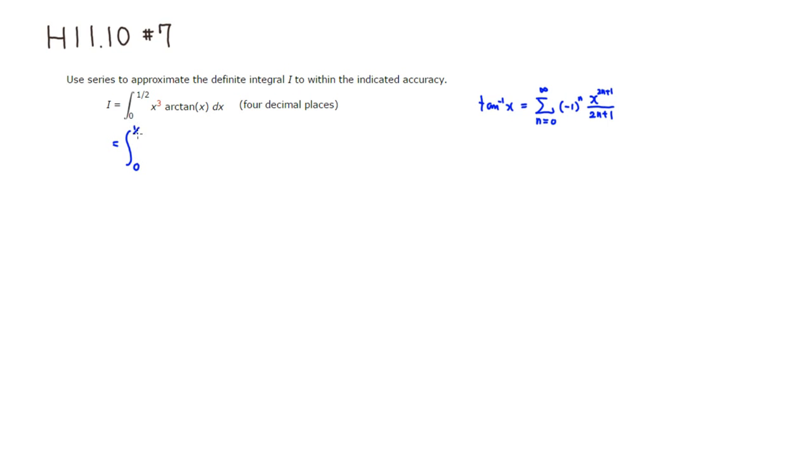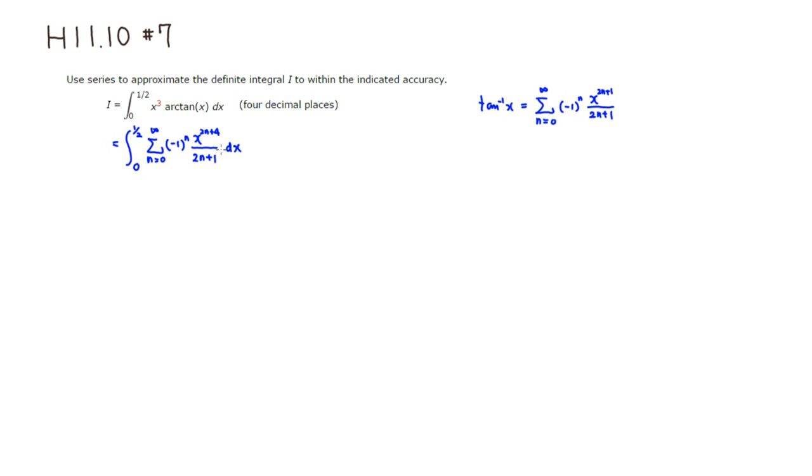to 1/2. All we have to do is multiply this by x cubed. So this is going to be a summation, n goes from 0 to infinity, -1 to the n, then x to the 2n plus 1 plus 3, so 2n plus 4, over 2n plus 1, then with respect to x.